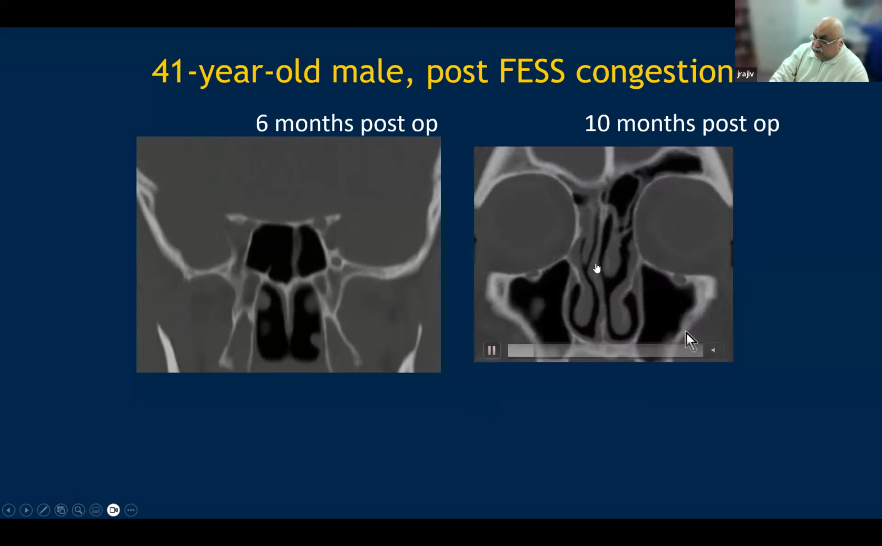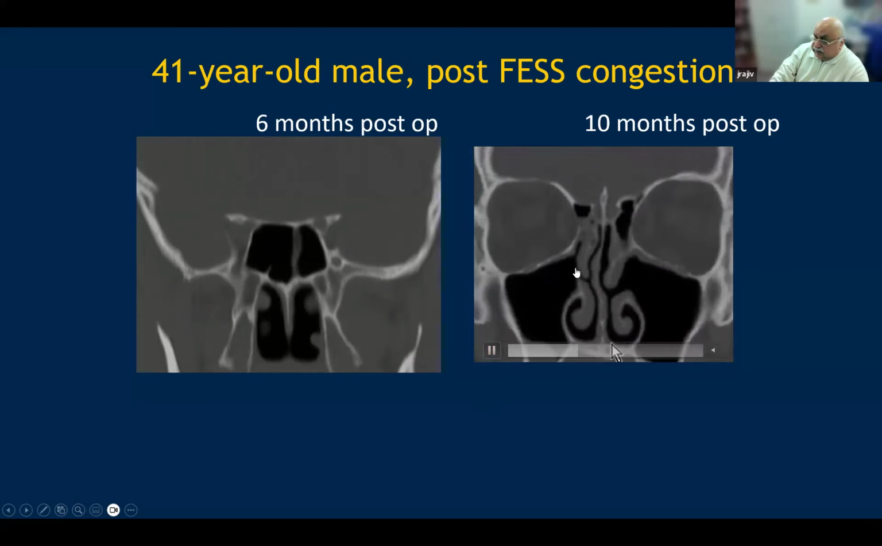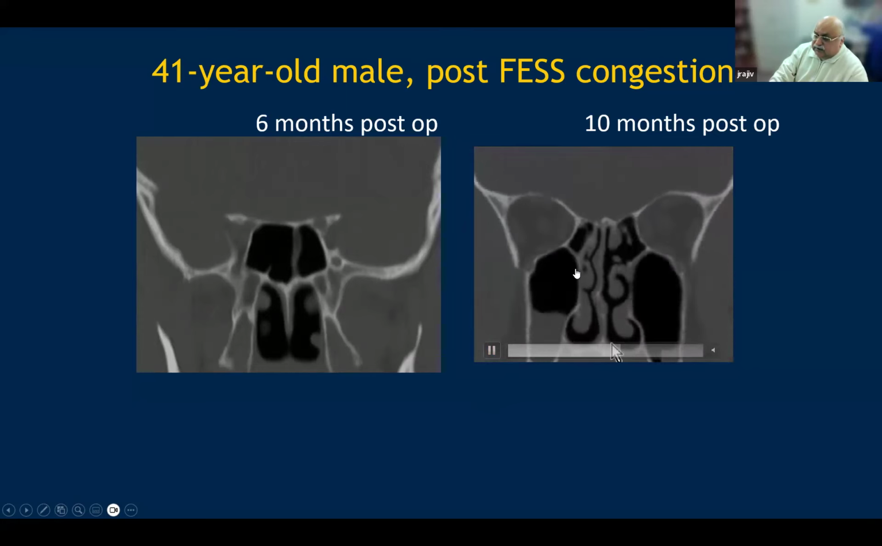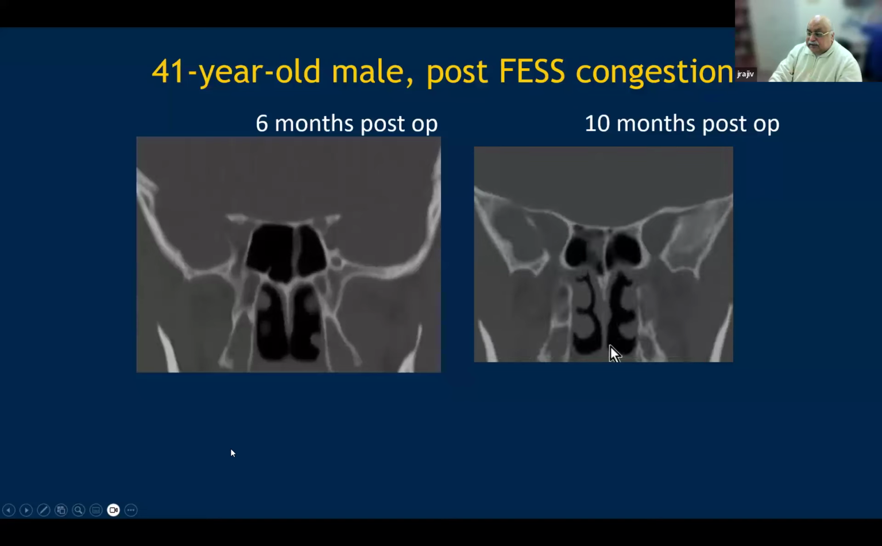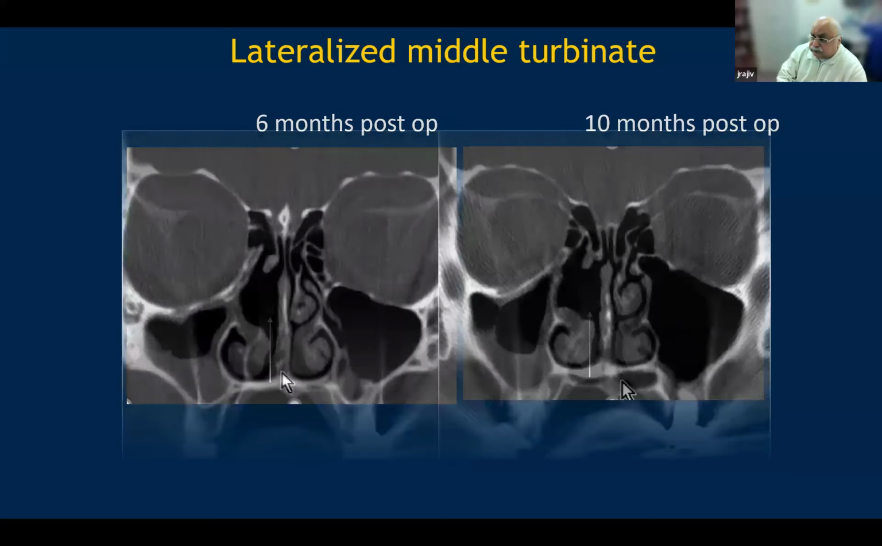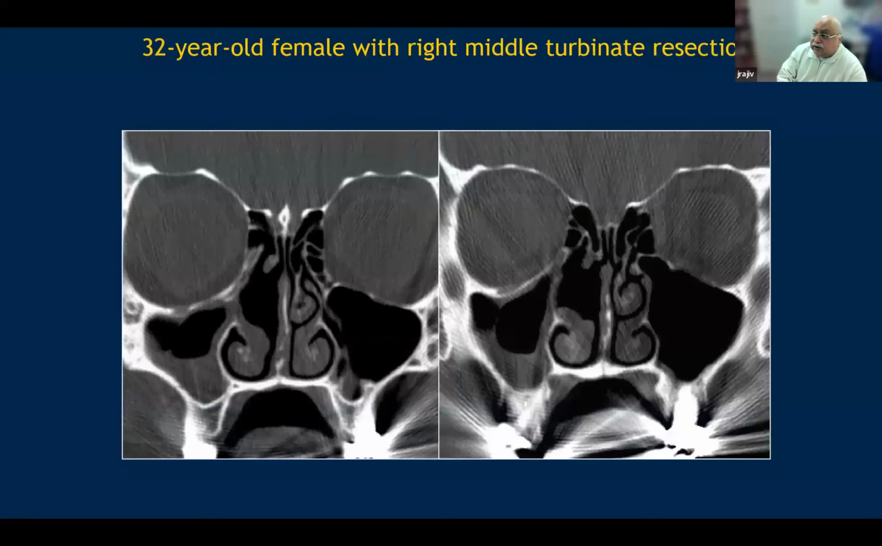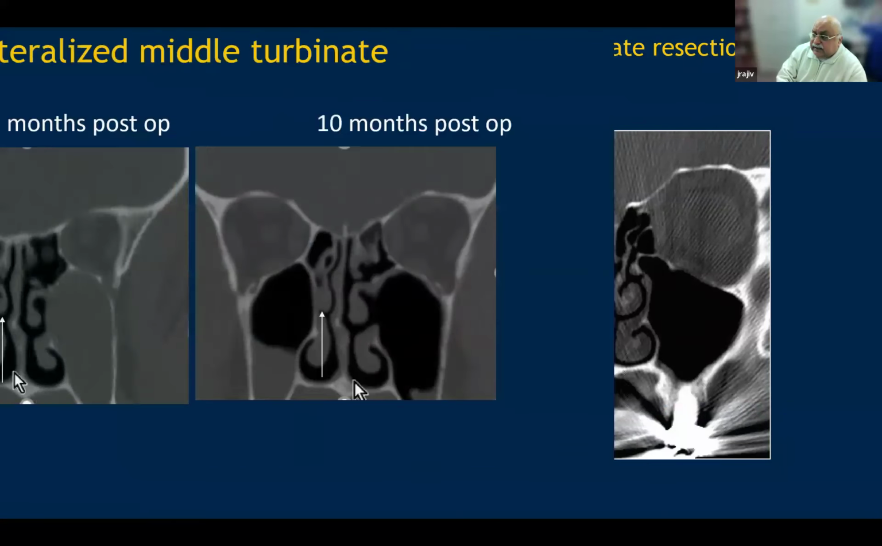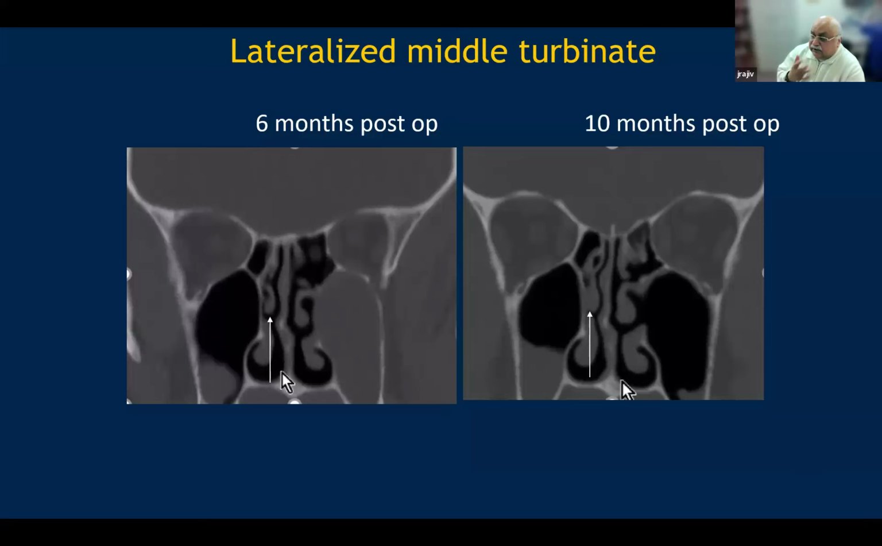So again, just have a look at this. This is the middle turbinate and it's sort of medialized and blocks this ostium that is created. So this medialization of the turbinates is important. And this you can always see if you have a clear idea that the patient's symptoms have not really resolved over a period of time.